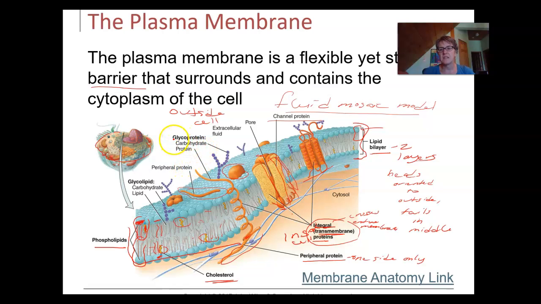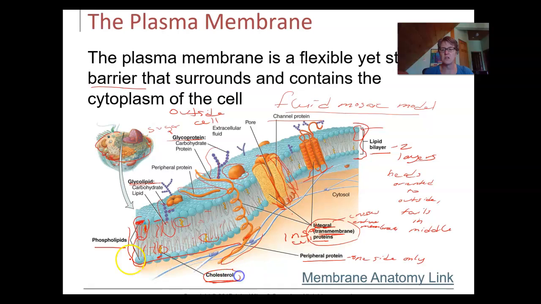It's like anything with the prefix glyco. Glyco is a sugar, like glycogen and even glucose. If it's attached to a protein, it's called a glycoprotein. So this guy is a protein with this purple sugar here. That's what makes it a glycoprotein. If I have a sugar attached to a lipid, like this is a sugar attached to just some tails here, it's a glycolipid.